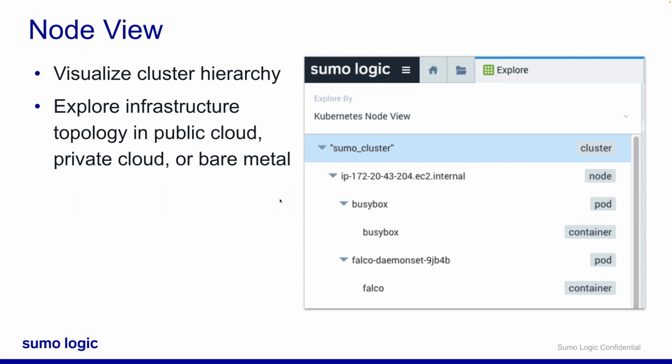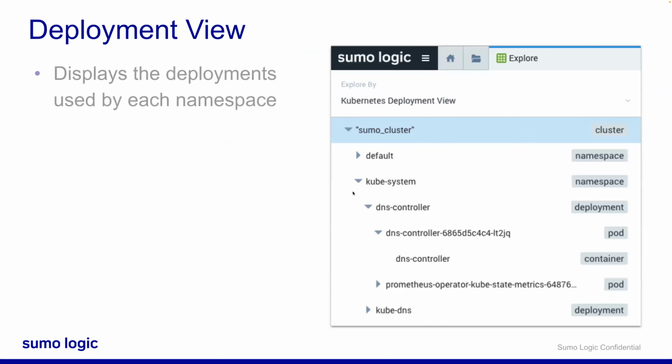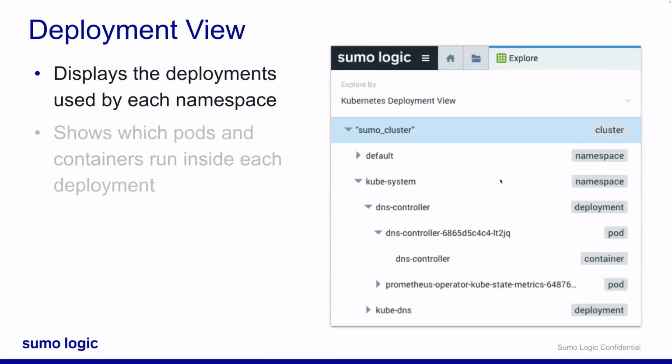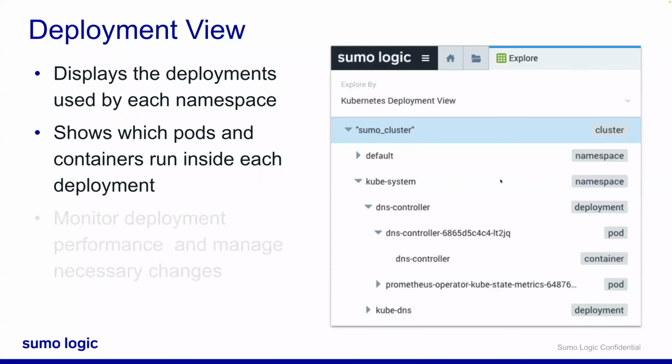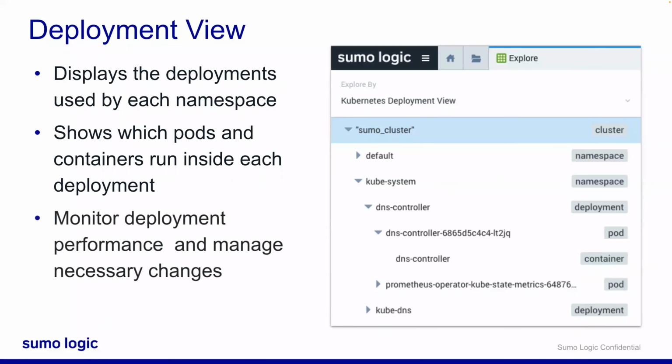Now, why might you use the deployment view? This is going to be helpful if you want to organize your cluster into deployments inside your namespaces or view that organization of those clusters. It's going to display the pod and container used by each deployment. And it's going to allow you to view these to monitor deployment performance and manage necessary changes.